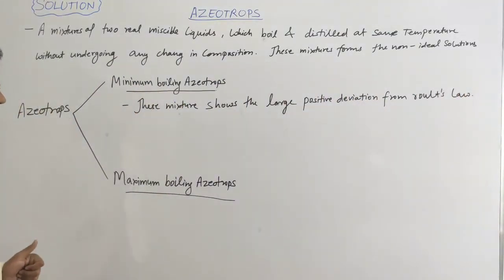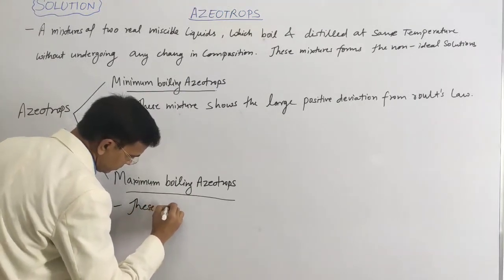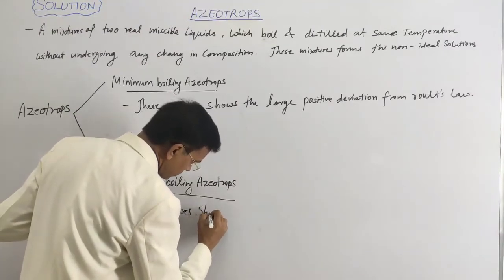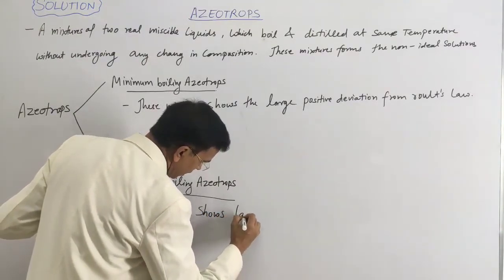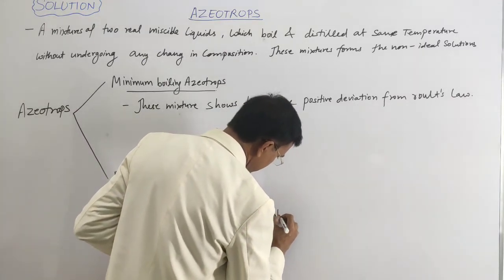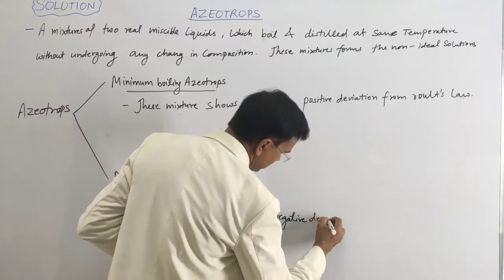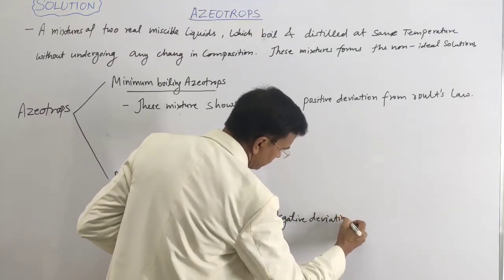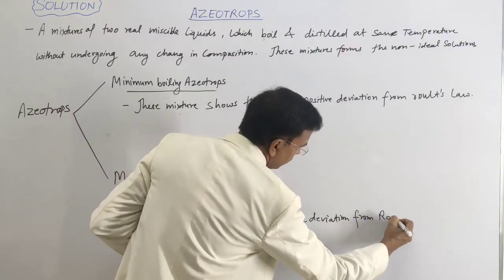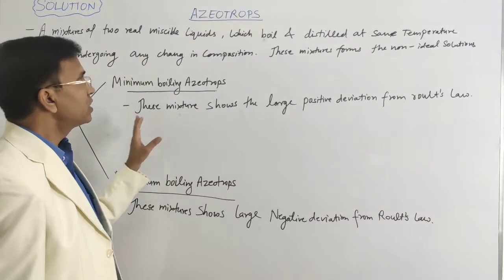Now the maximum boiling azeotropes show a large negative deviation from Raoult's law. So this is all about the azeotropes.